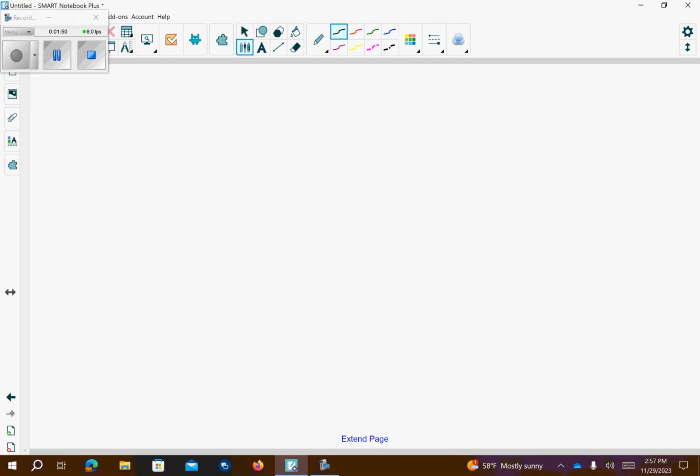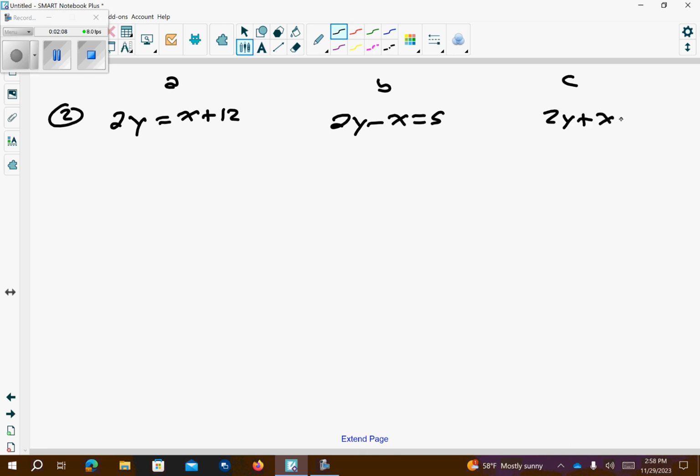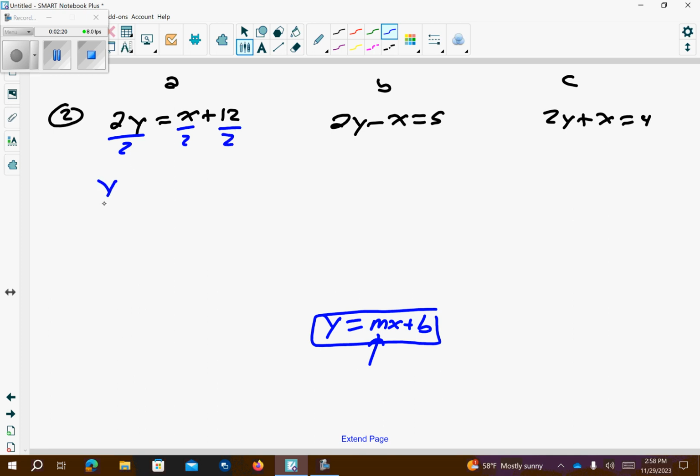Problem number 2. We have 2y equals x plus 12. And that's for A. For B, we have 2y minus x equals 5. And for C, we have 2y plus x equals 4. So I want to make all of these equations look like this, because when it looks like this, we can find the slope. So the first one, I'm going to divide everything by 2. So I get y equals 1 over 2x plus 6. So the slope of this line is 1 over 2.